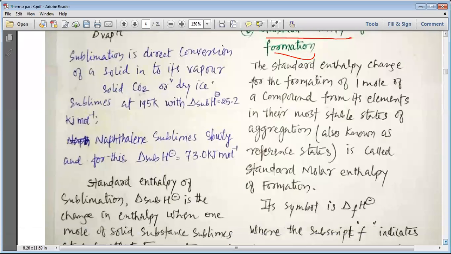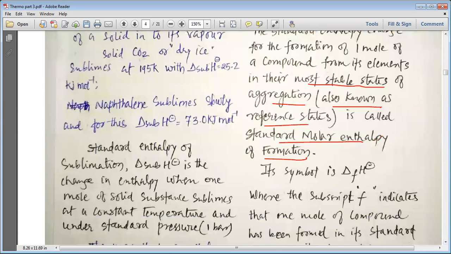A standard enthalpy change for the formation of one mole of a compound from its elements in their most stable state of aggregation, also known as the reference state, is called the standard molar enthalpy of formation. See, the most stable state is the stable state which is present at room temperature. For example, iron: the solid state of iron is the most stable state. For water, the liquid state is the most stable state.